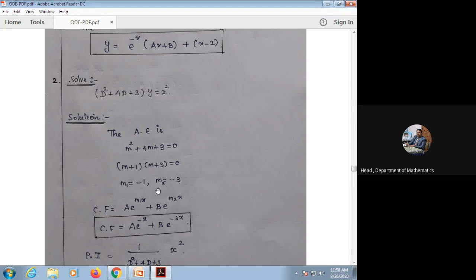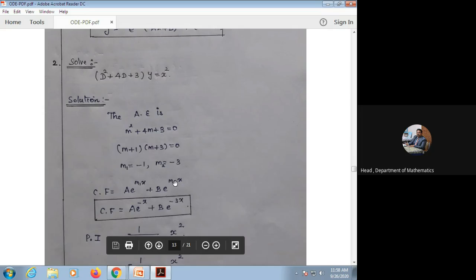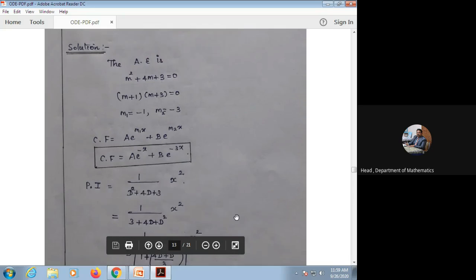Take these as m1 and m2. When the two roots are real and different, you use the complementary function formula A e power m1 x plus B e power m2 x. Substituting the m1, m2 values here, the complementary function is A e power minus x plus B e power minus 3x. This is the complementary function result.